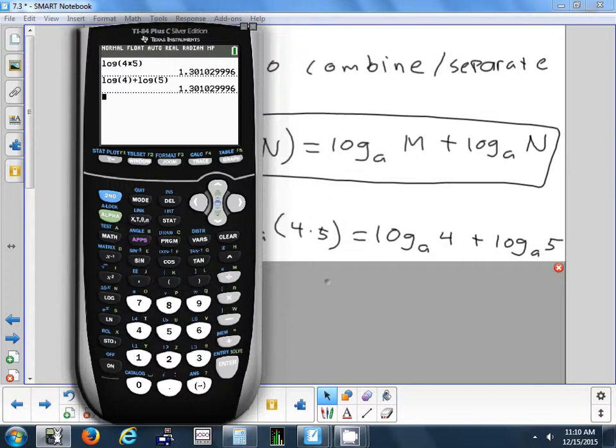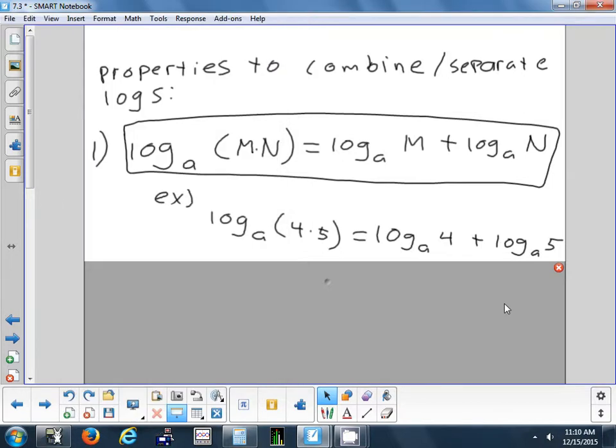How about splitting it apart? 2 and 10. Yeah, if you took the log of 2 plus the log of 10, you're going to get exactly the same thing. Any two numbers that multiply to give you 20, you could split with addition and get the same answer. You could even use fractions. You could do 40 and a half. 40 times a half is 20. Any question on that first rule?